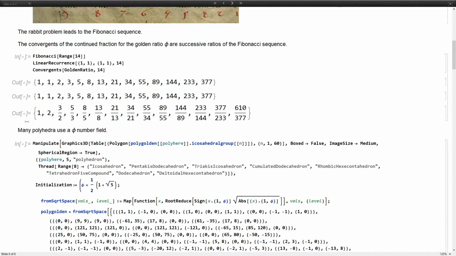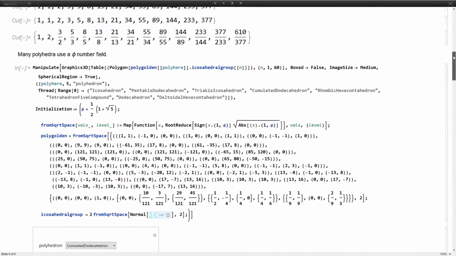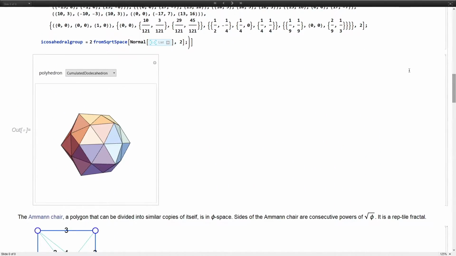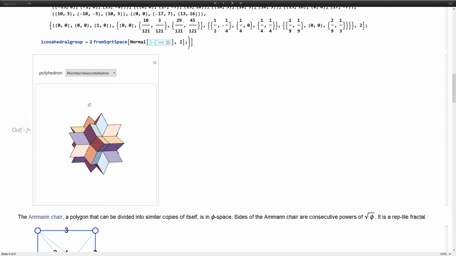So you have this sequence of numbers, the Fibonacci sequence, and the convergents converge to the golden ratio. And those are useful for things like building polyhedra. All of these are based on the golden ratio, which lives in the icosahedral group, which is also based on the golden ratio.